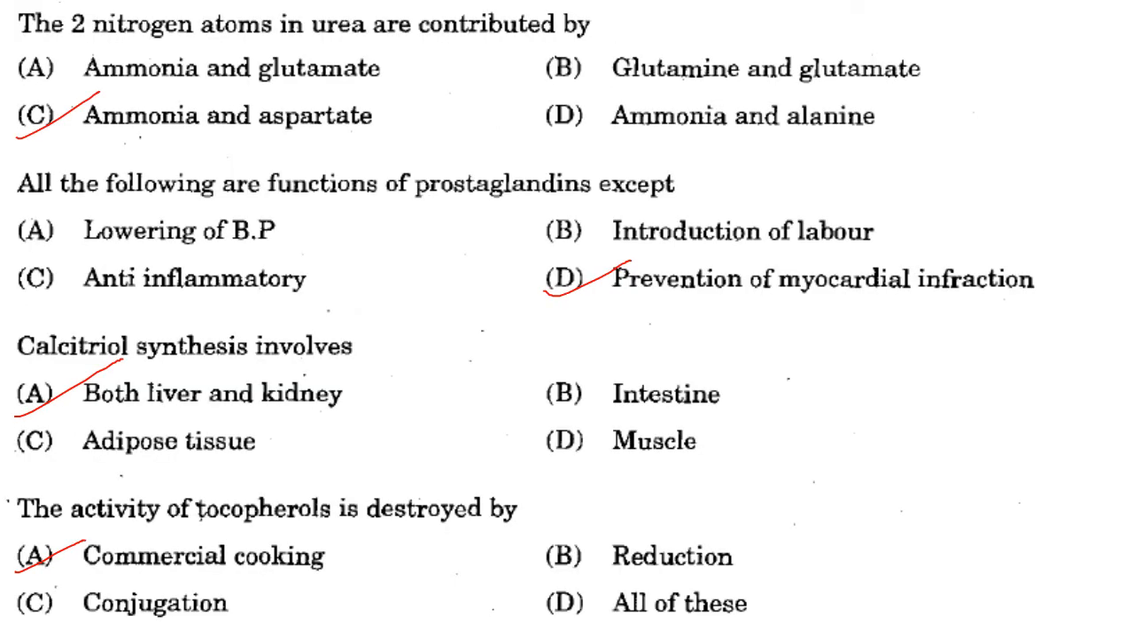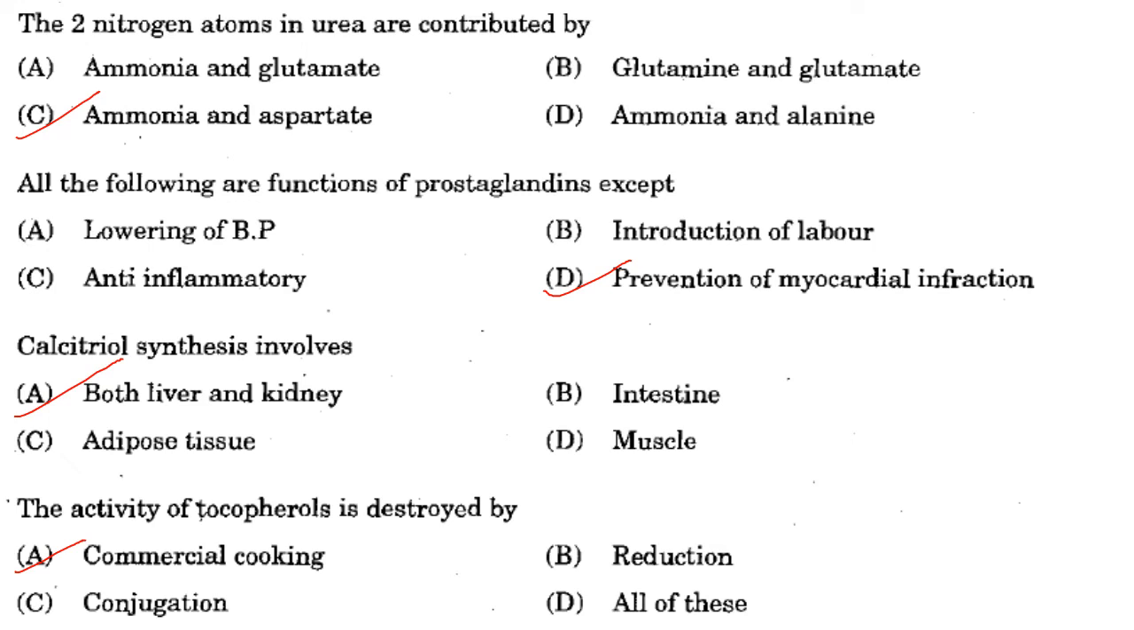Then next one. The two nitrogen atoms in urea are contributed by? They are contributed by ammonia and aspartate. Answer is option C. All of the following are functions of prostaglandins except? Answer is option D, prevention of myocardial infarction. Then calcitriol synthesis involves both liver and kidney.